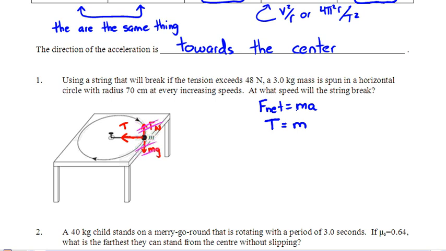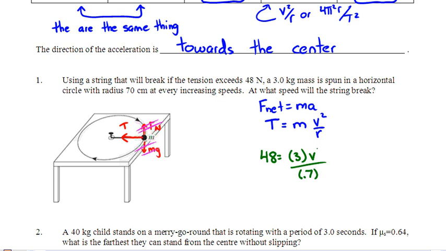They're asking you about speed, so I'm going to choose to put in the version that says v squared over r. And they want you to get up to that speed where the string, I guess, hits that tension of 48 and finally breaks. So it's just a case of plug and play now. Just dropping the numbers in. We've got a tension of 48. The mass is 3. We're looking for the velocity, and it's got a radius of, well, they said 70 centimeters. We're going to go 0.7 meters.